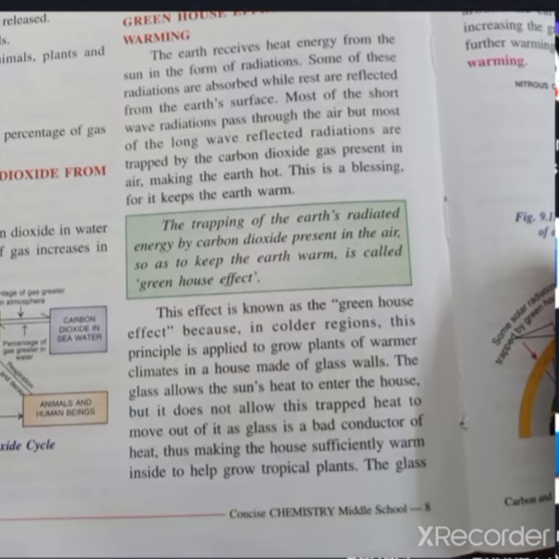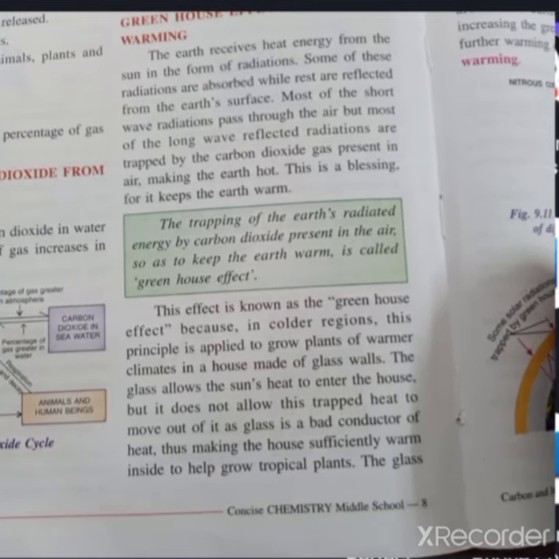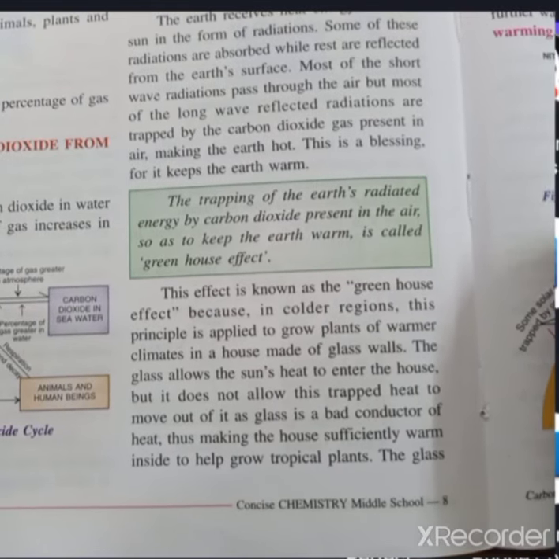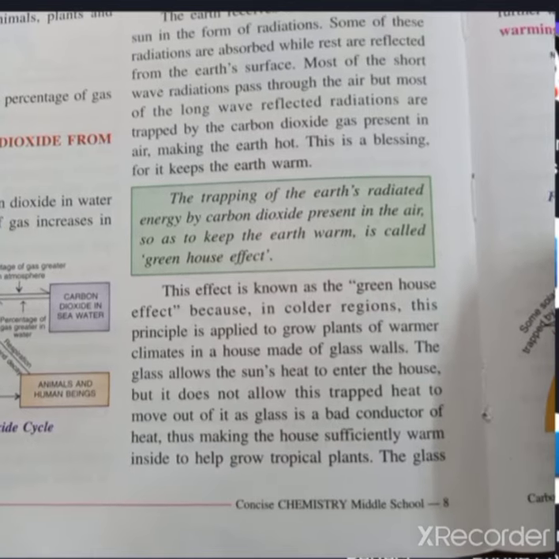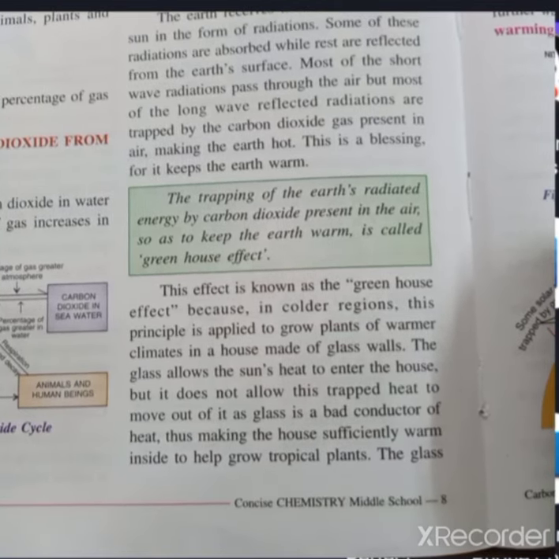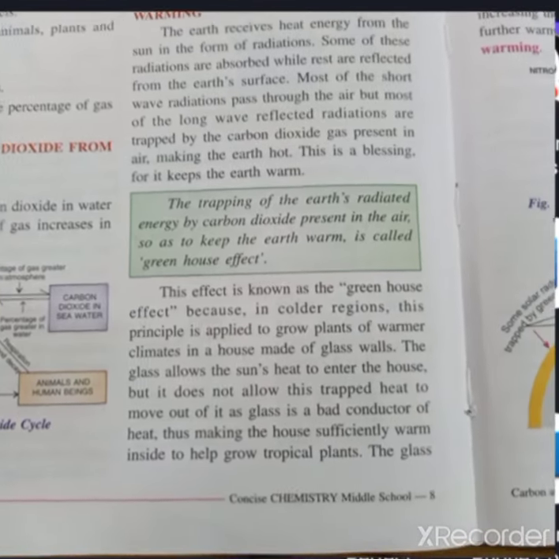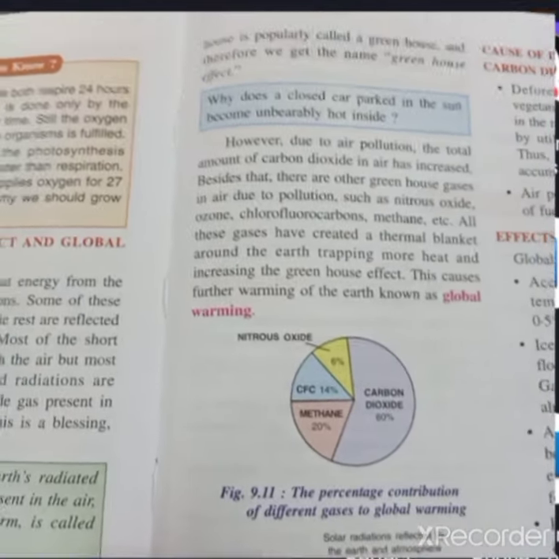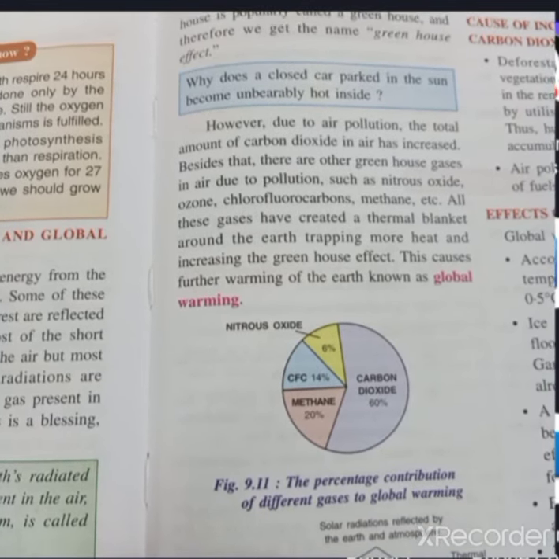Now the glass allows the sun's heat to enter into the house, but it does not allow it to escape, as it is a bad conductor of heat, thus making the house sufficiently warm inside to help grow tropical plants. This glass house is popularly known as a greenhouse, and if we count the effect, then it becomes the greenhouse effect. Okay, then a question comes: why does a closed car parked in the sun become unbearably hot inside?